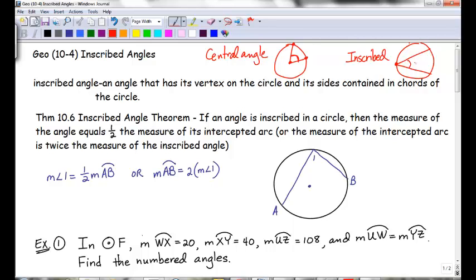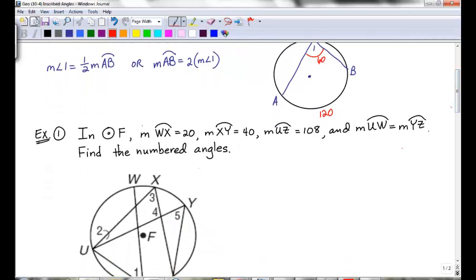If I said the measure of that arc was, I'm just going to make up a number, 120, well, that angle would then be 60. It's half. Or they can turn it around and say, if I give you angle 1 is 60, then the arc is twice that. A central angle is the same as its arc, and an inscribed angle is half the arc. Like if I said up here this was 50, then this angle's 50. Central angle's the same. Inscribed angle's half the arc. Okay, keep going.